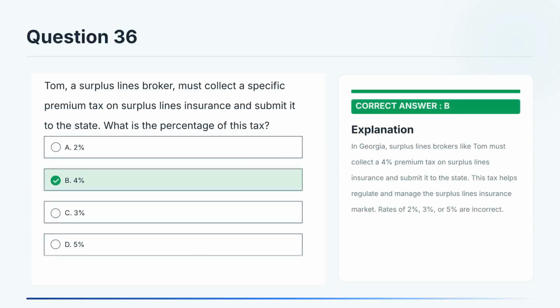The correct answer is B. 4%. In Georgia, surplus lines brokers like Tom must collect a 4% premium tax on surplus lines insurance and submit it to the state. This tax helps regulate and manage the surplus lines insurance market. Rates of 2%, 3%, or 5% are incorrect.